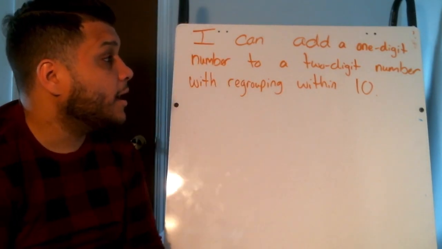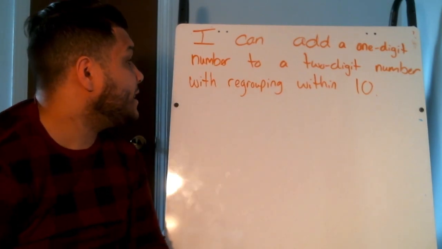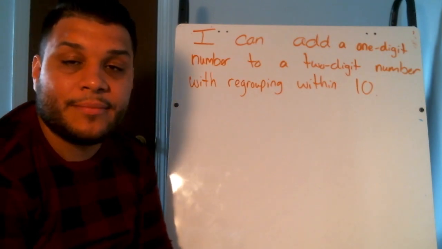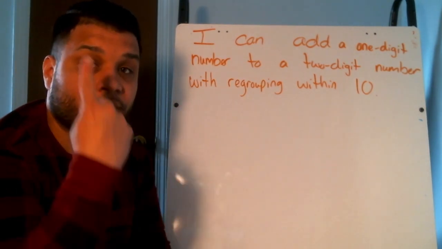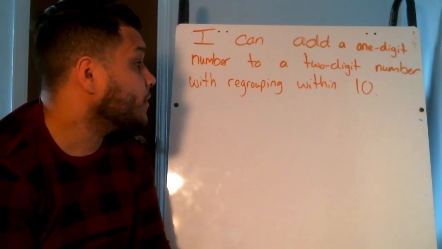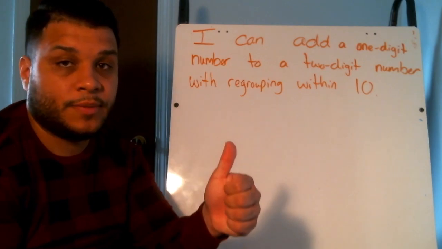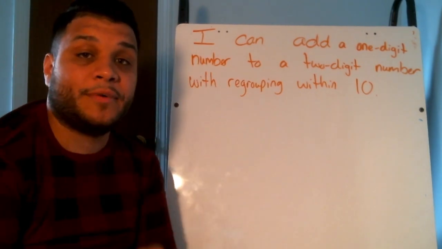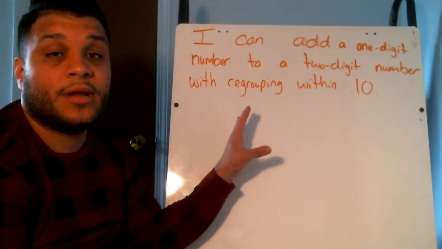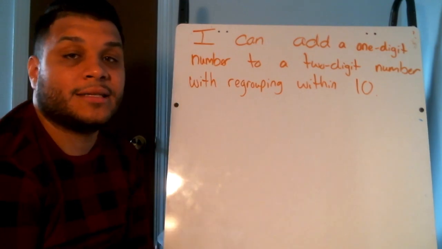We have some vocabulary in our I can statement that we have heard before. One-digit numbers are numbers that have one digit. Two-digit numbers are numbers that have two digits, in the ones place and the tens place. So today we're working with those two types of numbers. We're going to work with one number that has the tens place and the ones place, and another number that only has the ones place.